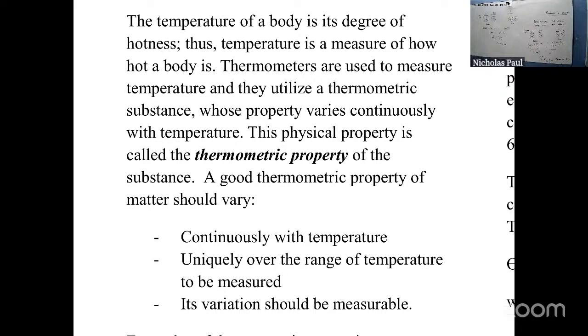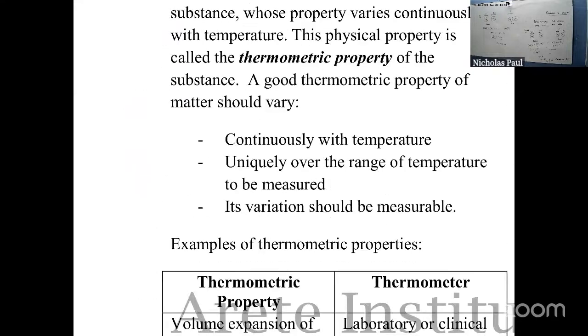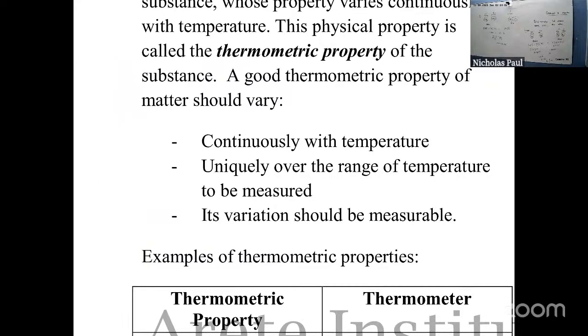It's like a galvanometer, so it'll give you a voltage reading and a current reading. And then you take that and convert it into a temperature. So the thermocouple doesn't actually give you a temperature reading per se, it gives you a voltage reading. And I'm going to show you how to take that voltage reading and get a temperature. So this physical property is called the thermometric property of the substance.